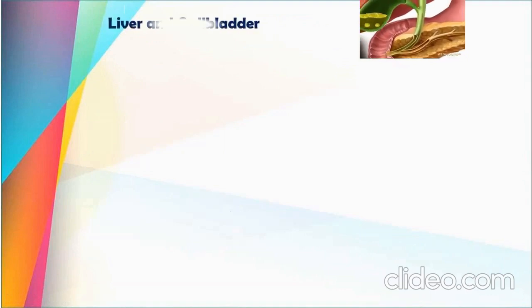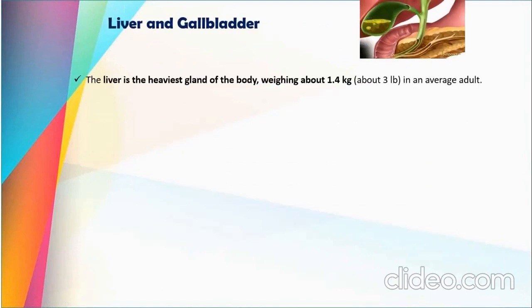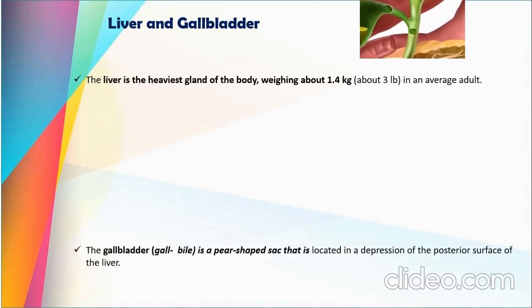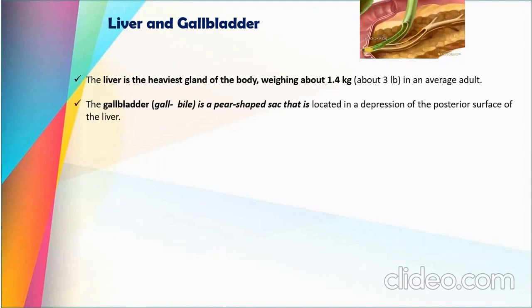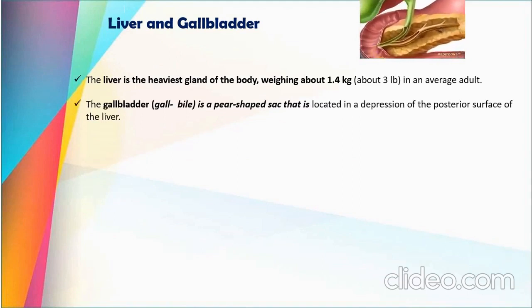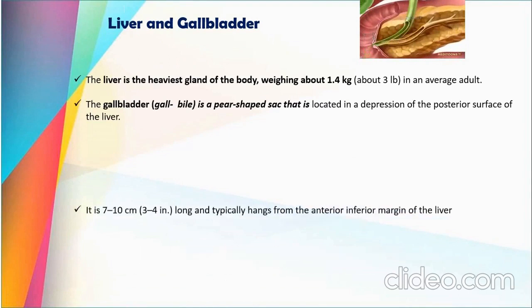Now next is the liver and the gallbladder. The liver is the heaviest gland of the body, weighing about 1.4 kg in the average adult. The gallbladder is a pear-shaped sac that is located in a depression of the posterior surface of the liver.